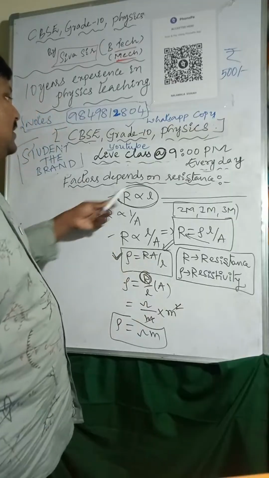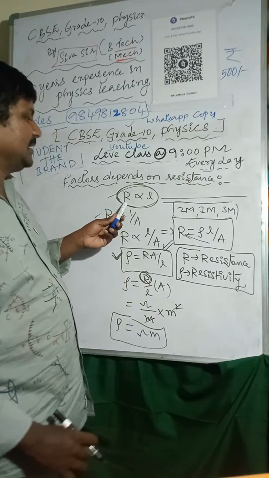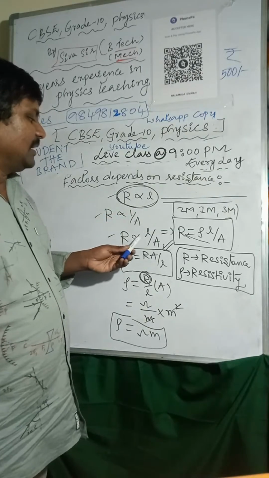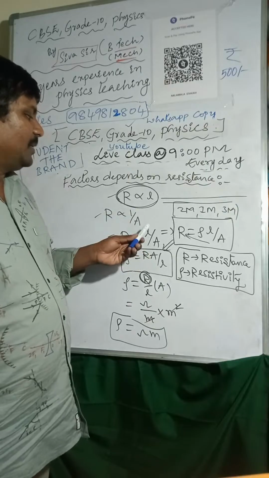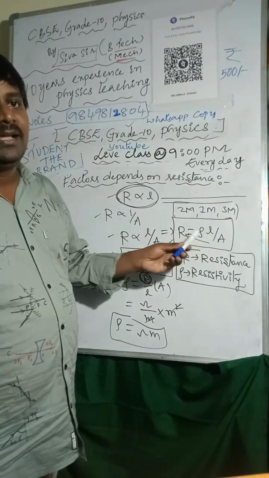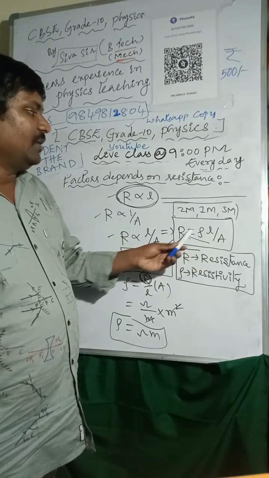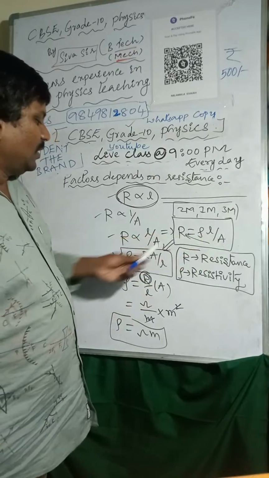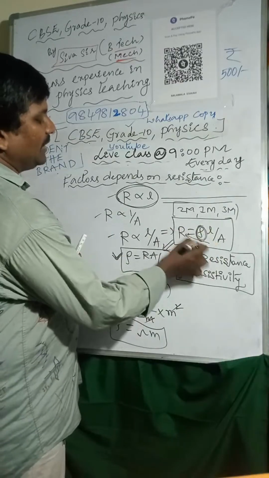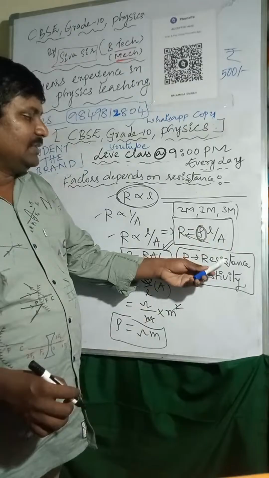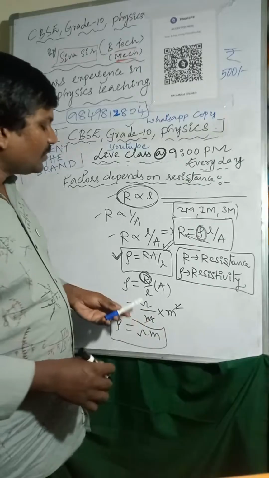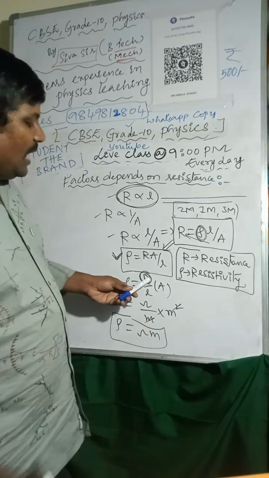Right. So the factors on which resistance depends: resistance is directly proportional to L, and resistance is inversely proportional to area. So R is directly proportional to L by A. Here we can take R equal to rho into L by A. So rho equals RA by L. R is the resistance, rho is the resistivity.